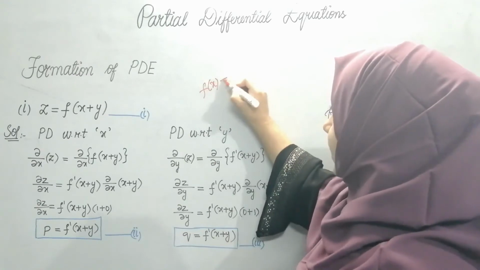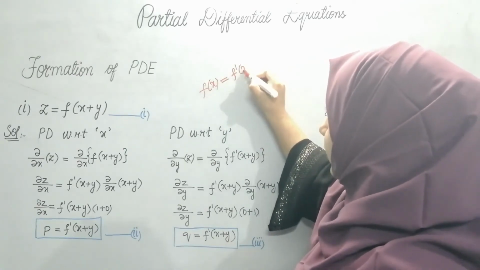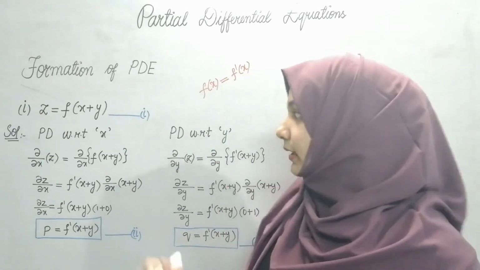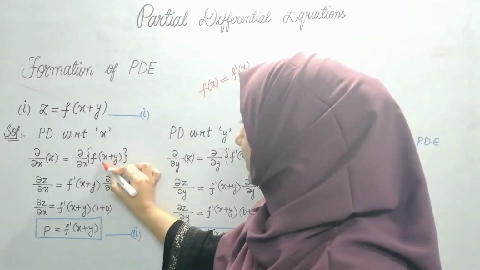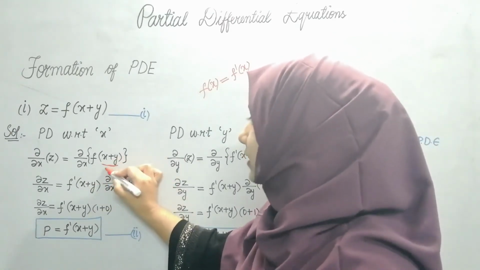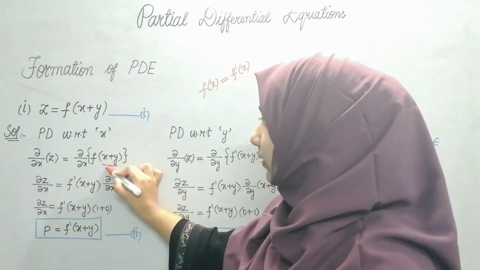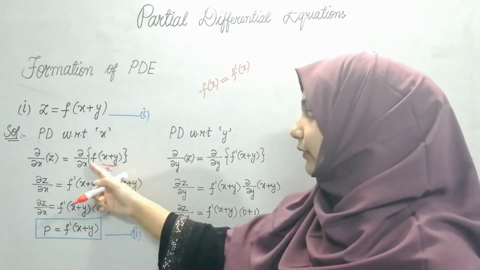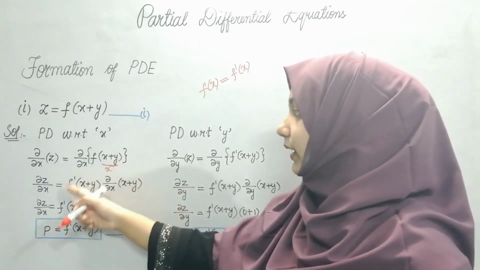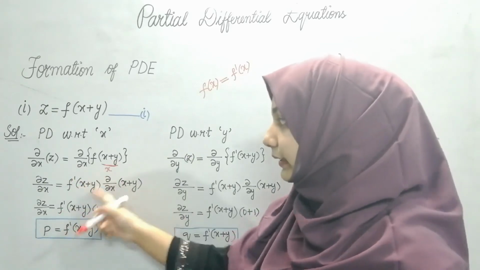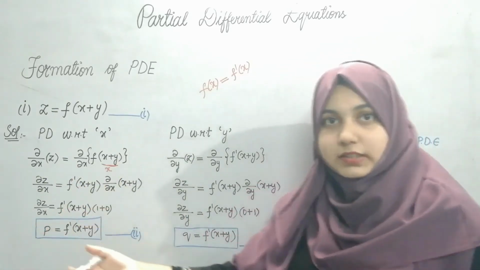The differentiation of f of x is f dash of x, right? So here I'll consider this to be x. The differentiation of f of x is what? F dash of x. But this is not actually x, I just assume this to be x.